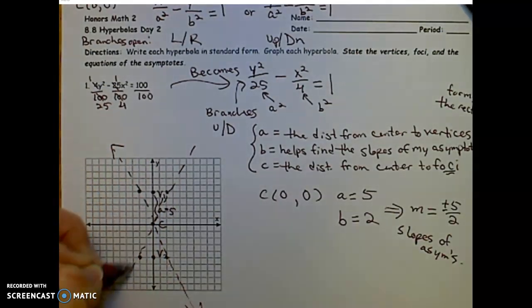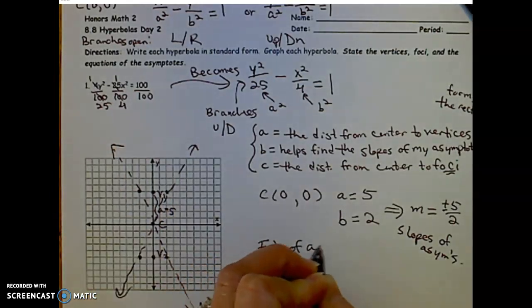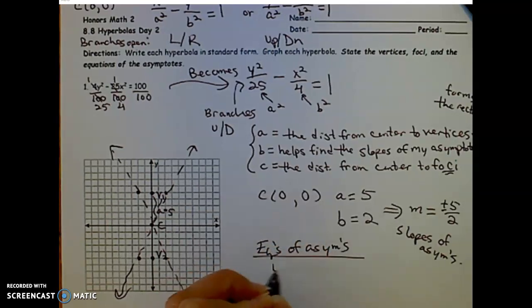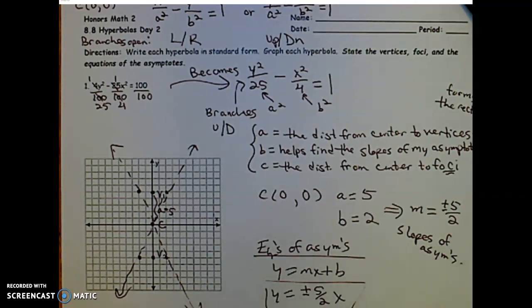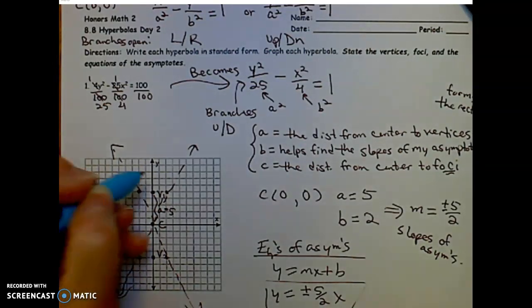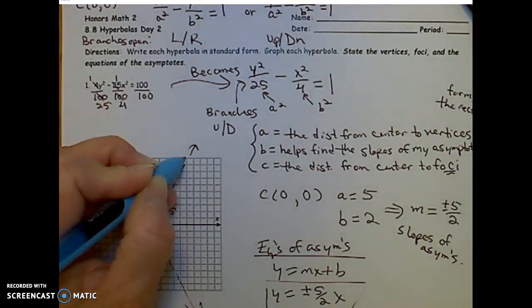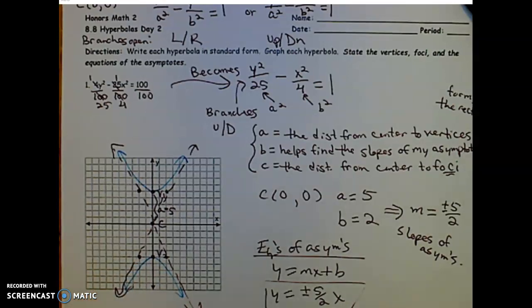If I asked you for the equations of those asymptotes, notice the slopes. In y equals mx plus b form, y is equal to positive 5 halves, negative 5 halves. So I say plus or minus 5 halves x. Since my center is at the origin, that's an easy case, where my y-intercept is 0. So there's the equations of my asymptotes. Notice now my hyperbola is going to hug those asymptotes through the vertices and follow those asymptotes. So notice those asymptotes, that b value helps us to see how wide or narrow our hyperbola branches are.